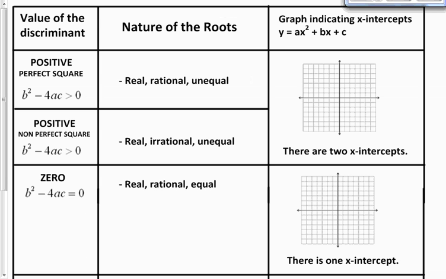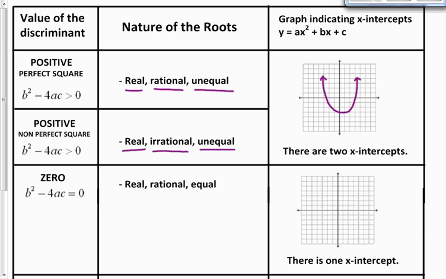So let's discuss what different values of the discriminant give us in terms of the nature of our roots. If our discriminant is a positive perfect square, like 25 or 36, our roots are going to be real, rational, and unequal. If our discriminant is a positive non-perfect square, so 11, 17, 20, our roots are real, irrational, and unequal. Looking at what it would look like on the graph, there are two x-intercepts. So it's going to go through the x-axis twice.